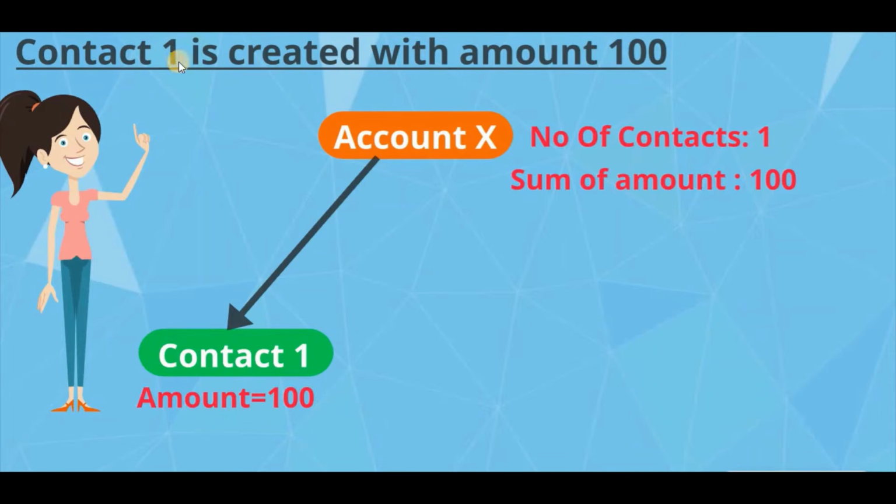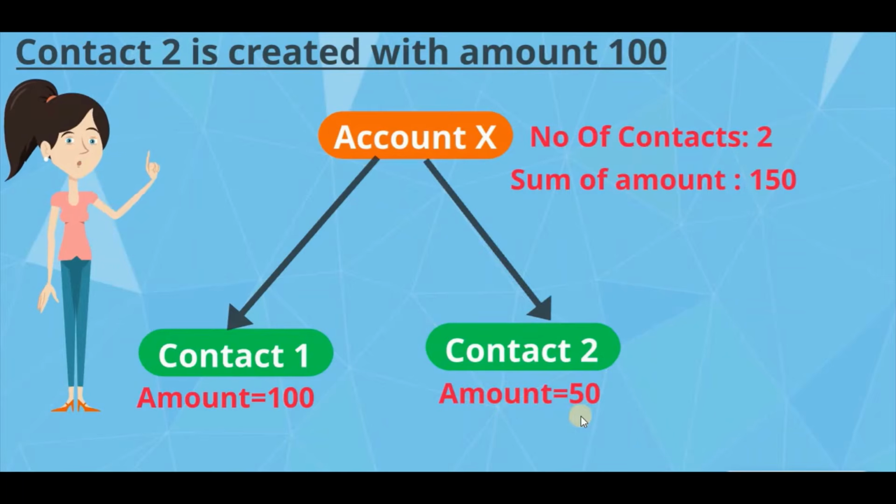Now, whenever a contact is created, say contact 1 is created here with amount value 100, we need to sum up that value and display it on the account record. Now let's say contact 2 is created with a different amount value, amount equal to 50. Now it has to sum up both contact 1 amount and contact 2 amount and display it on the account record, which is sum of amount equal to 150. As in the previous scenario, we have number of contacts, which is 2. It will be doing its job. Now we need to write another logic or another flow to calculate the sum of amounts on child records. Okay.